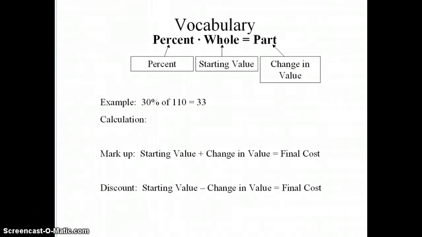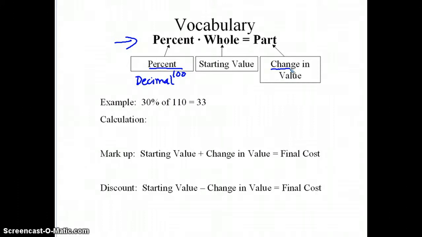I actually have a formula here right at the top of the paper. If we take a look at this, the first thing is the percent. Whenever we think about percent, we normally will be converting that to a decimal, and percents are always out of 100. The whole is the starting value, the original value, whatever we begin with. And then the part is the change in value. And change is the difference between the starting value and the ending value.